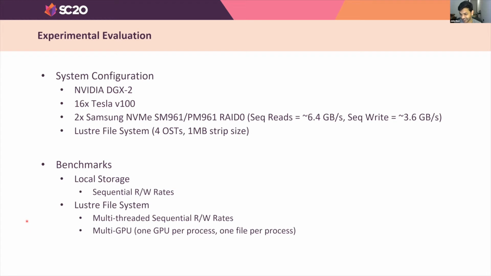So for the benchmarks, I basically wrote sequential read-write rates benchmark, which basically just measures how long it took to get the data to the GPU and get the data out from the GPU. And then for the Lustre file system, I wrote the same type of benchmark, but using multiple threads inside the VFD. And I also have one experiment which shows using multiple GPUs.